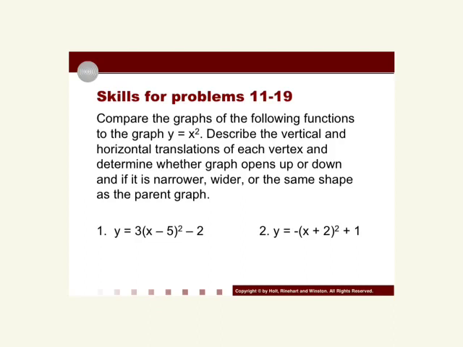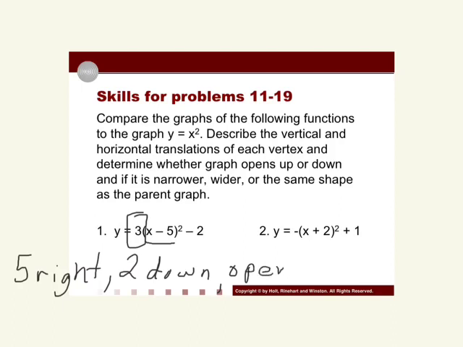So the first thing we're going to look at is inside the parentheses to determine does it shift left or right. And since it's x minus 5, it's going to shift 5 to the right. And then the minus 2 means it's going to shift 2 down. And now I'm going to look at the outside number. And since the outside number is positive, it's going to open up and smile at me. And then because it's a 3 and 3 is greater than 1, it's going to be narrower than the parent graph. All right? So now if we look at number 2.